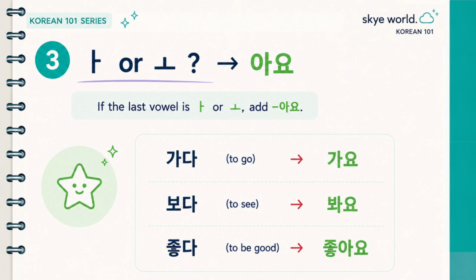If the last vowel is a or o, add ayo. For example, 가다 becomes 가요, 보다 becomes 봐요, 좋다 becomes 좋아요. Notice that Korean naturally shortens some sounds. 보아요 becomes 봐요. This happens very often in Korean pronunciation.